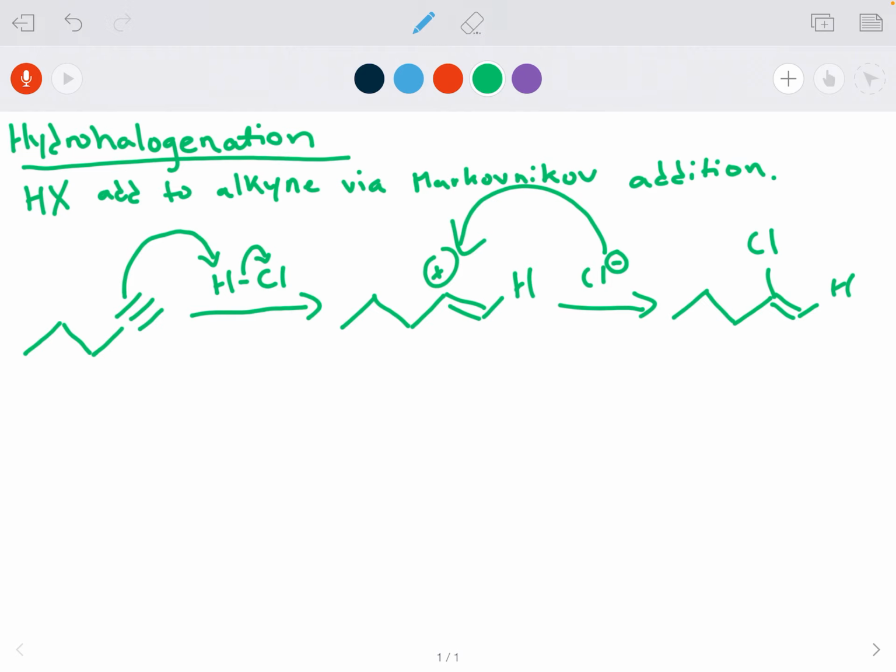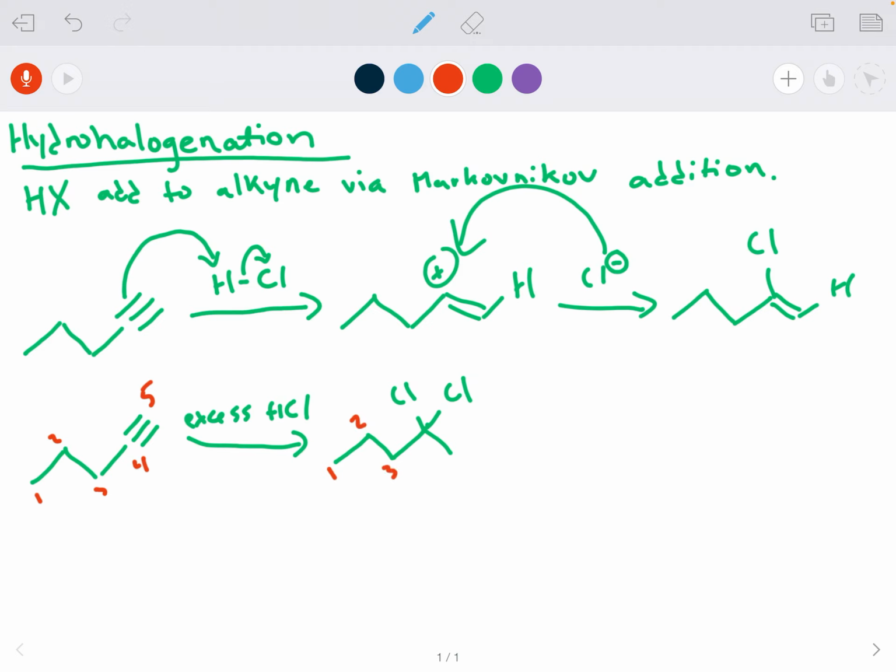Now, if you have the same reactant, but this time excess HCl, you will get all the way down to the alkane. And we'll number the carbons to make sure we have the correct number. So 5 carbons. 5 carbons. Always good to double check to make sure.